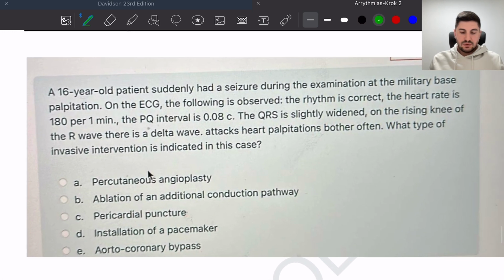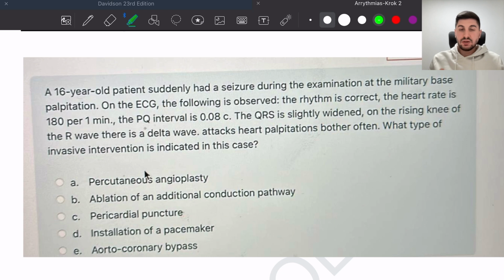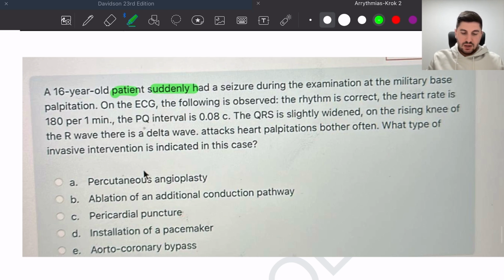Let's see one example about this in Krok. Sorry, it was actually asked: the question about Wolff-Parkinson syndrome is about the treatment. This patient suddenly had a seizure during the examination, with palpitations. With the ECG, the following is observed. The rhythm is correct. The heart rate is 180 per minute. PQ interval is 0.08. QRS is widened.